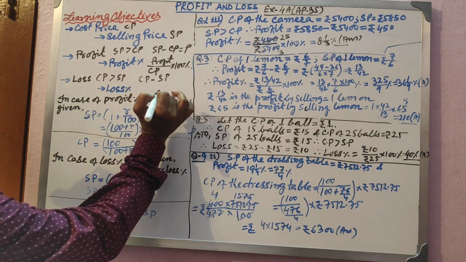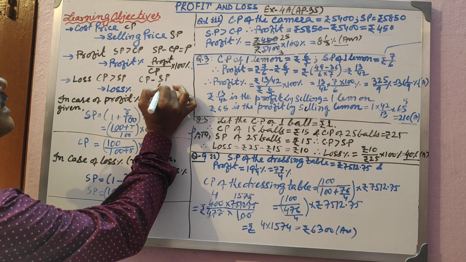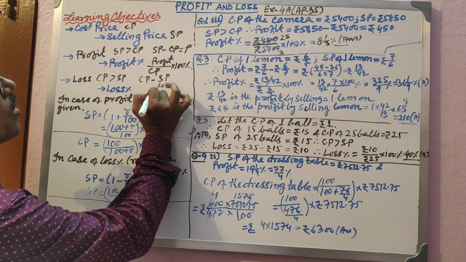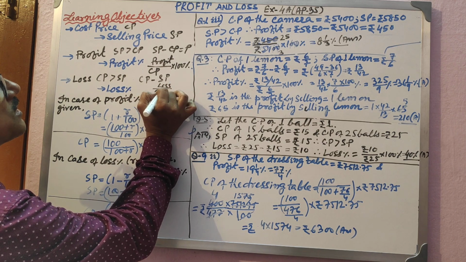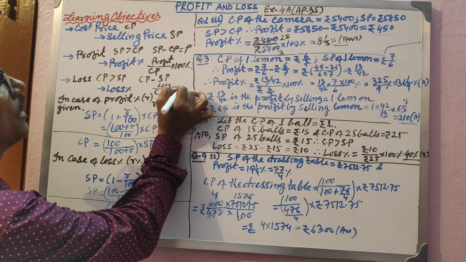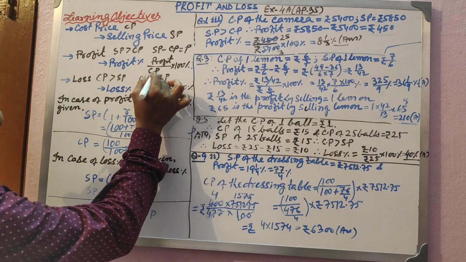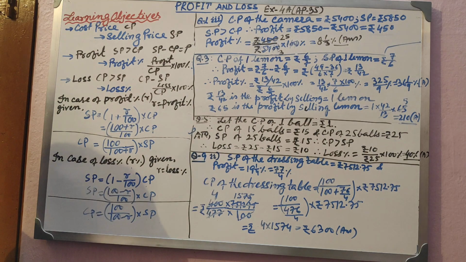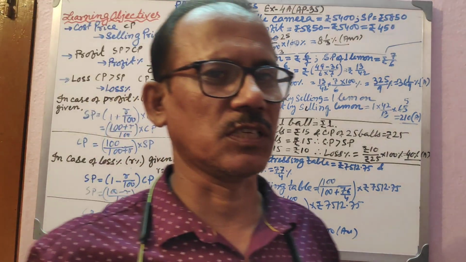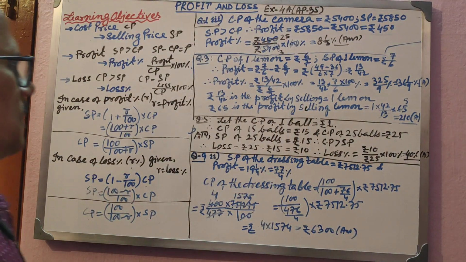And how will you count loss percent? The way you have counted profit percent: loss amount divided by CP into 100%. Only thing to remember, it will be divided by CP only. Loss percentage also will be divided by CP, and profit percent also will be divided by CP.